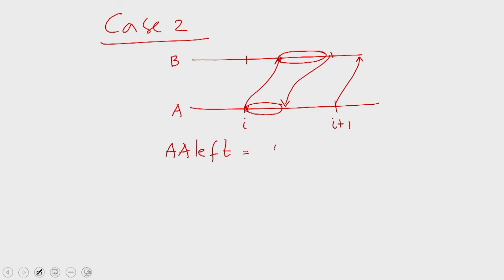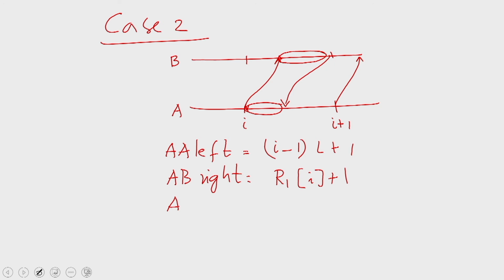AA left you find this as before I minus 1 into L plus 1, because the leftmost element is a leader in the circle part of A. Similarly, AB left is R1 of I plus 1. Pardon me, that was AB left. AB right in this case is different from the previous case. In this case we find that this is R1 of I into L.